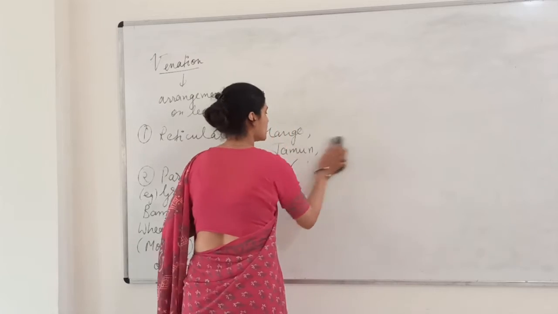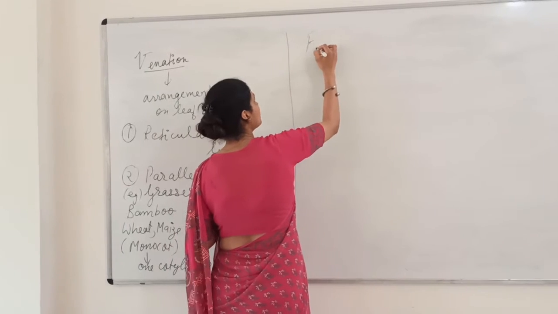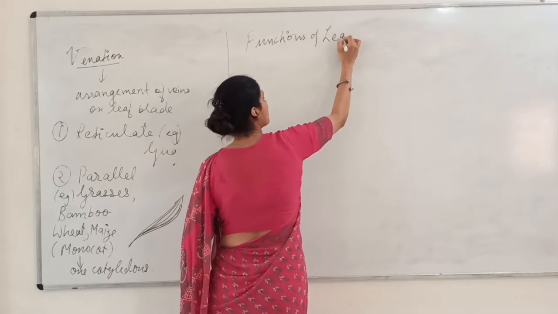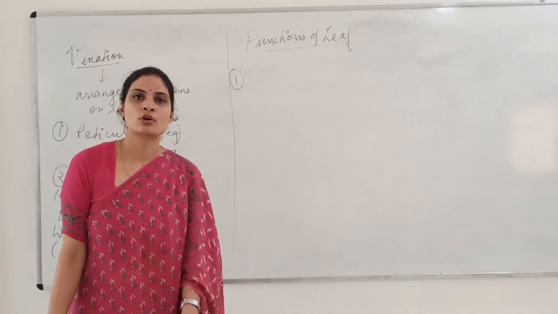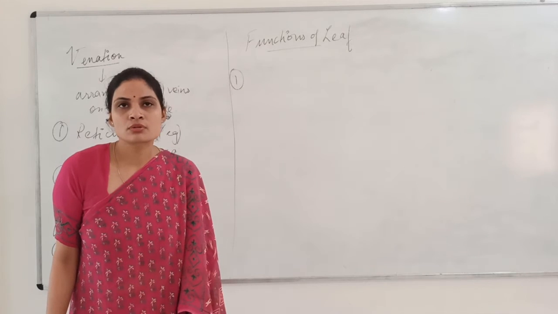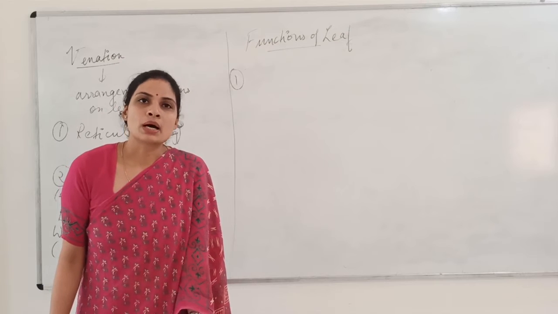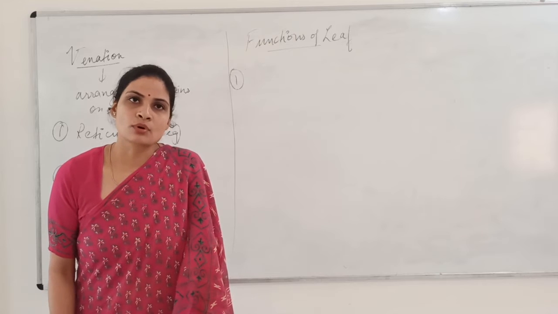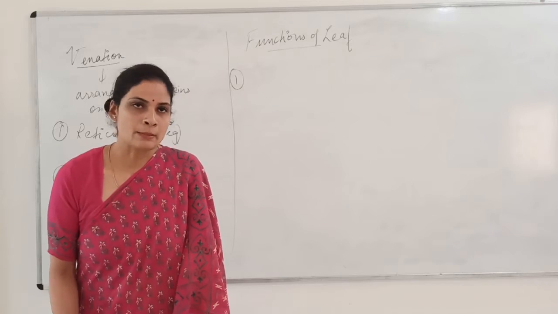Now coming to the next topic, the functions of the leaf. What are the functions performed by the leaves? You must be familiar that the most important function performed by the leaf is the process of photosynthesis. During photosynthesis, food is prepared on the surface of the leaf through small openings called stomata. On these stomata, the process of photosynthesis is carried out, which prepares the food for the plants.